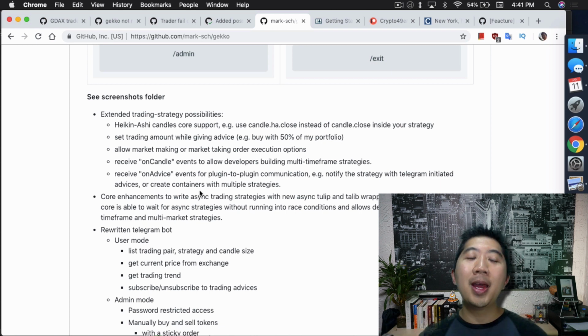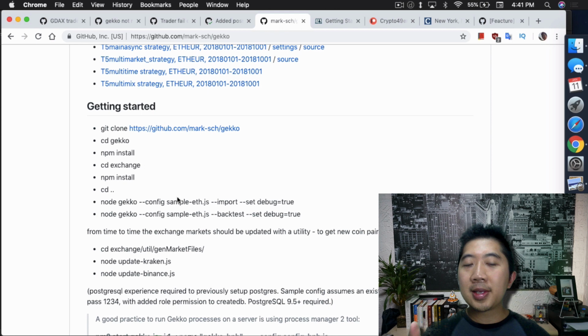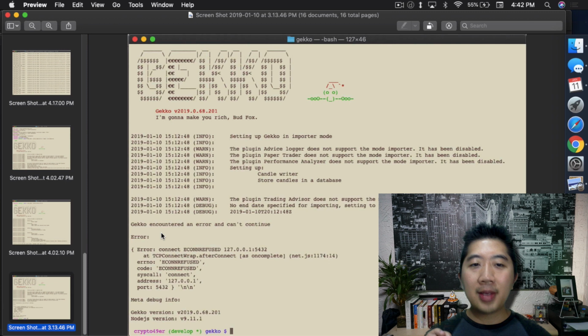So let's go ahead and show you guys how to install it. First thing is just go right down to the bottom right here, and it's just getting started. If you follow the instructions, it's almost exactly the same as the default Gekko, but when I first tried to run it, this is what I got. Gekko encountered an error and can't continue, error, and it says ECONNREFUSED, and I'm like, what's going on here?